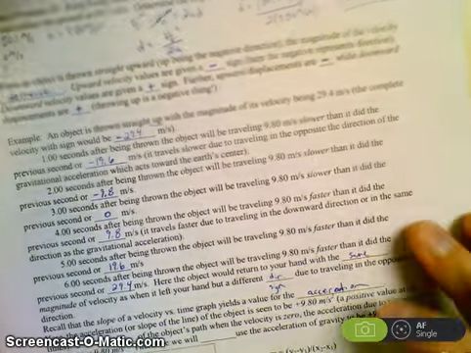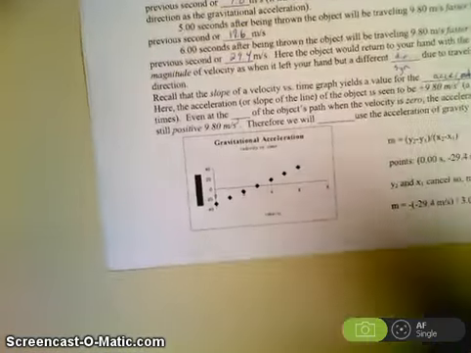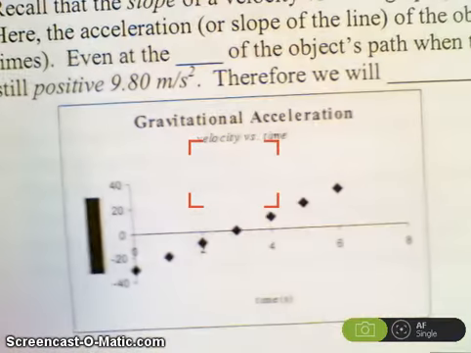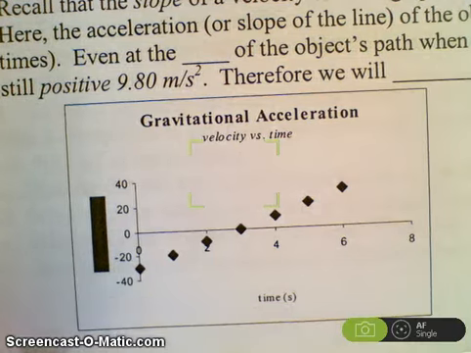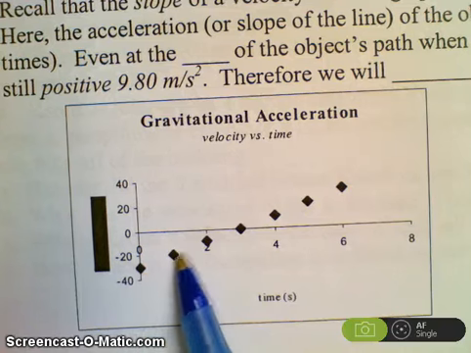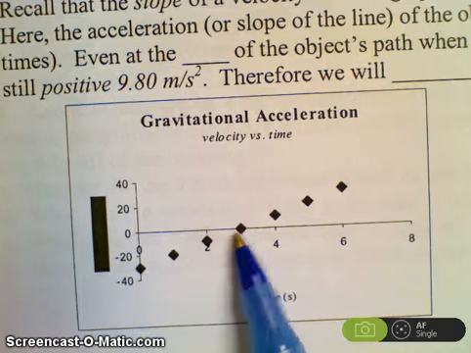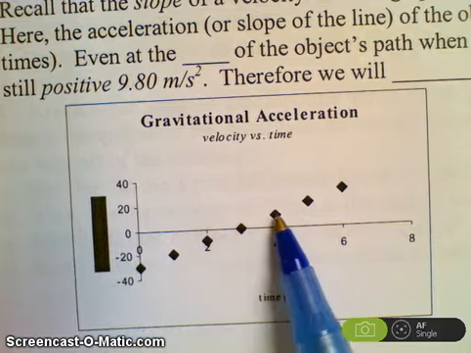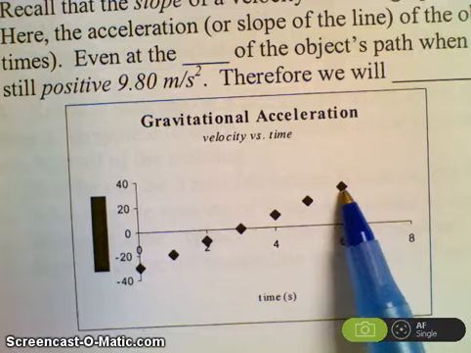So let's take a look at a velocity time graph for this. Here's what it looks like. I'll zoom in here so you can see. We just plotted these points that we just discussed from before. If you notice, when we threw it up with a negative 29.4 meters per second, the velocity continued to decrease in magnitude, and then it increased in magnitude as we went up.